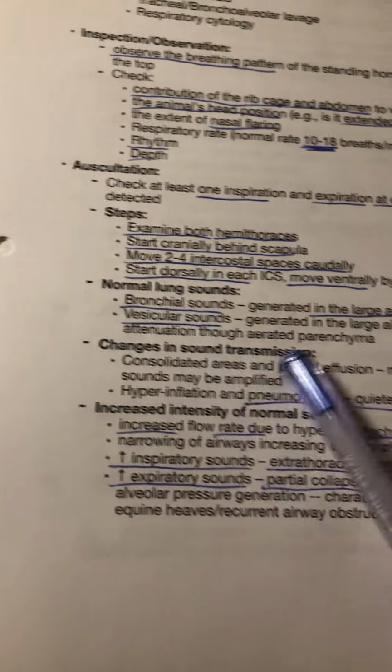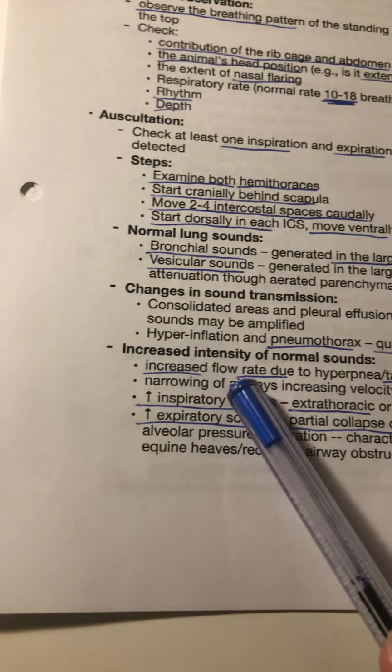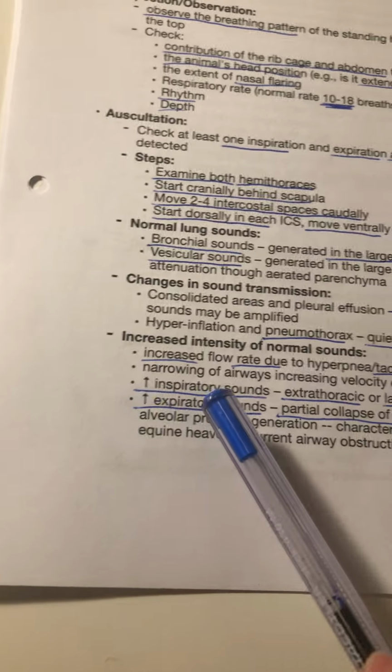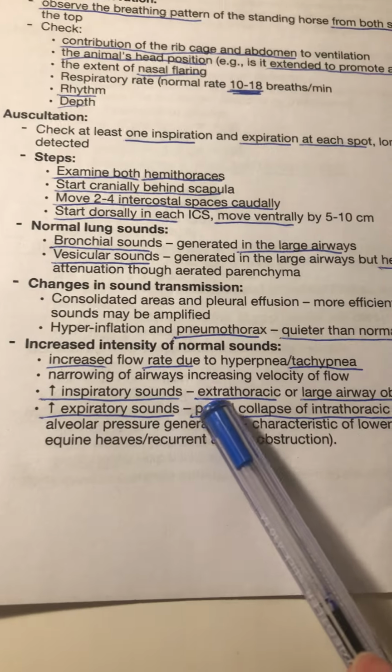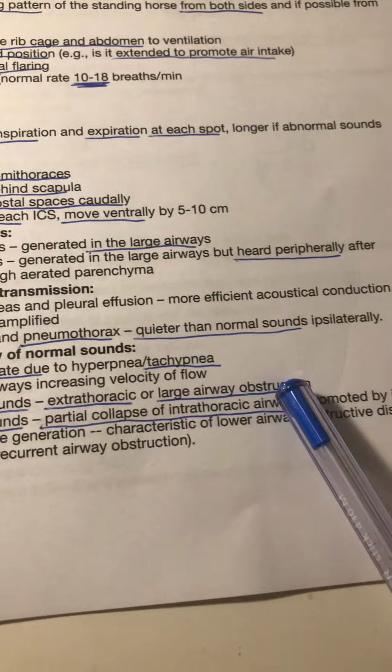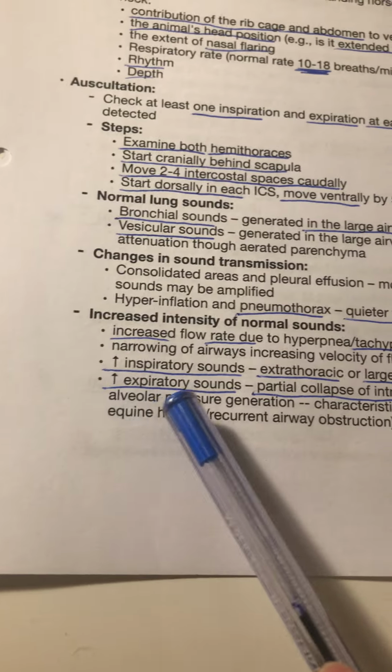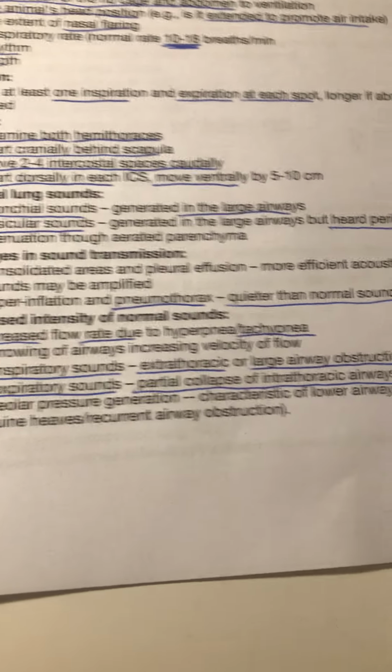A change in sounds could be pneumothorax, where it's quieter than normal sounds. Or increased intensity sounds, increased rate, is due to tachypnea. Increased inspiratory sounds is extrathoracic, and this is a large airway obstruction. And increased expiratory sounds could be a partial collapse of the intrathoracic airways.